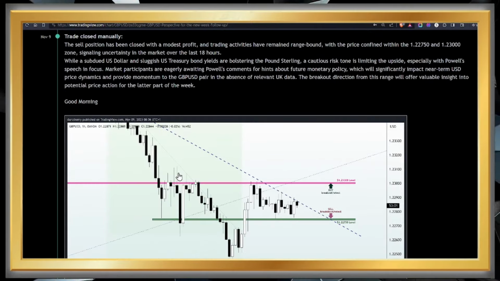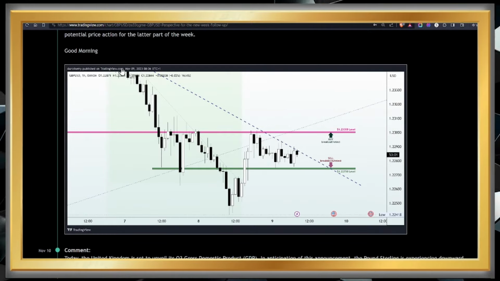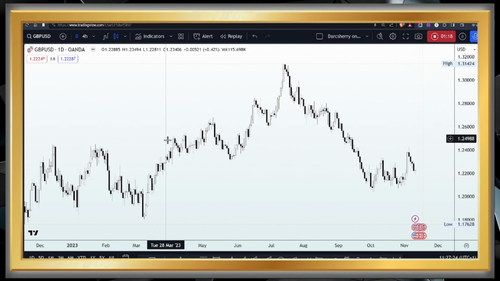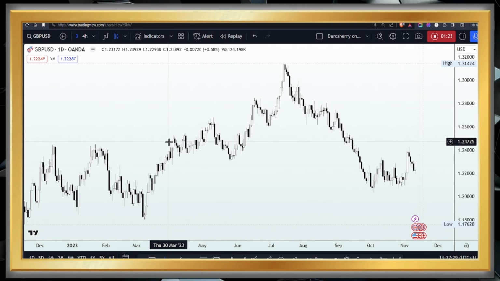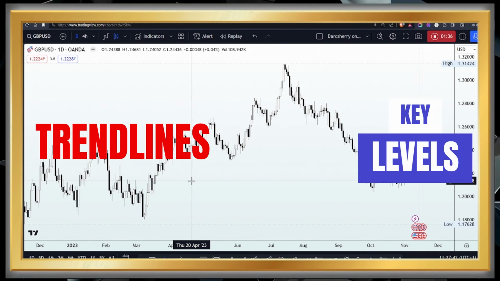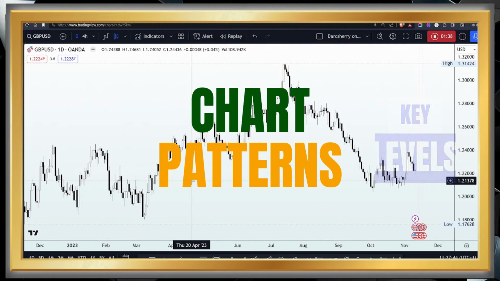Well, given the UK's zero economic growth in the third quarter, a stark contrast to the United States, we will explore how the pound sterling may fare this week amidst recent downward pressure. As always, we will unravel the potential trajectory of price action for the upcoming week using simple and fundamental tools such as trend lines, key levels, and chart patterns.